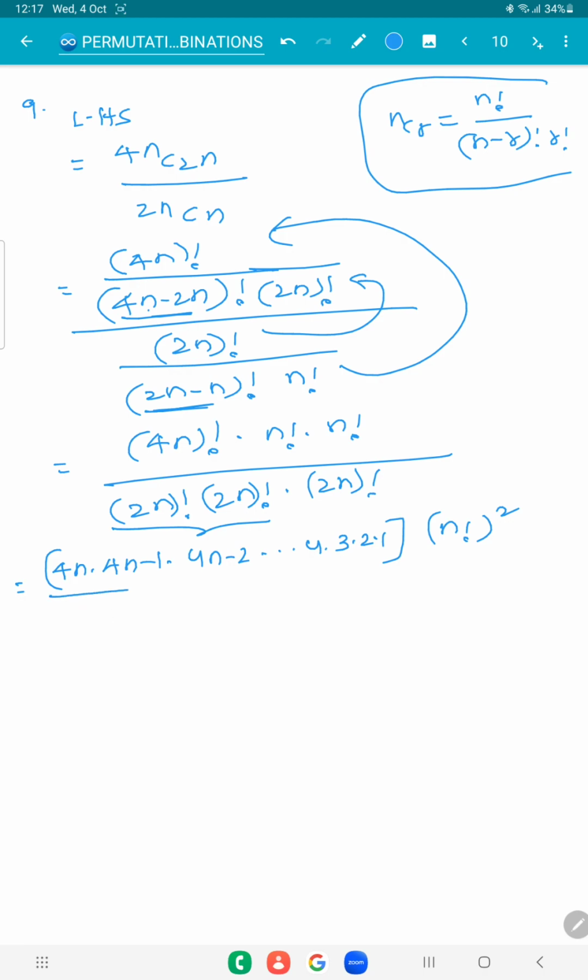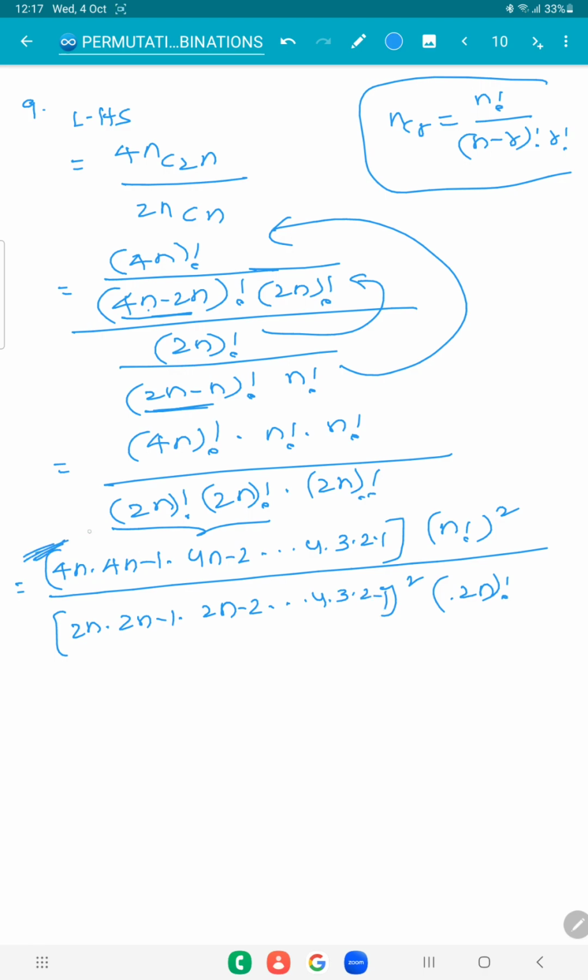This is 2n factorial whole square, right? So this can be 2n factorial whole square. This 2n factorial is as it is here. So 2n factorial whole square, this is 2n into 2n minus 1 into 2n minus 2 and so on, 4, 3, 2, 1. Once observe that in 4n factorial we have 4n terms, right? Now I am going to mark the alternate terms. Out of 4n terms, if alternate terms are marked, we have 2n terms.